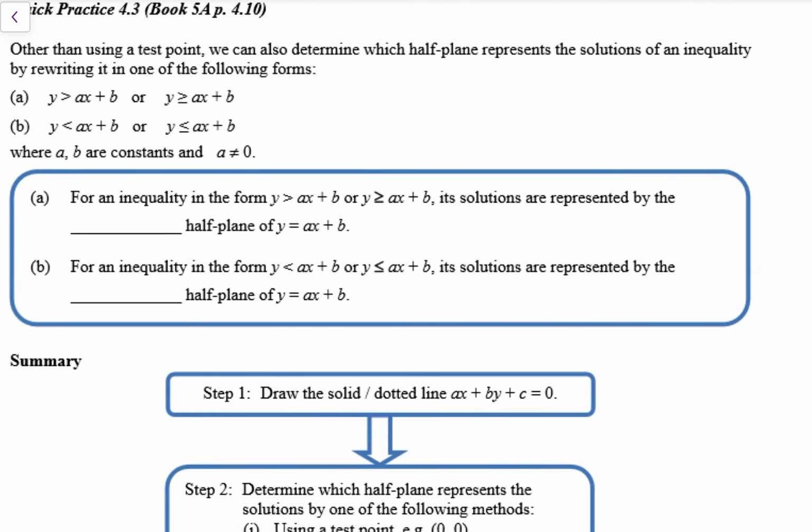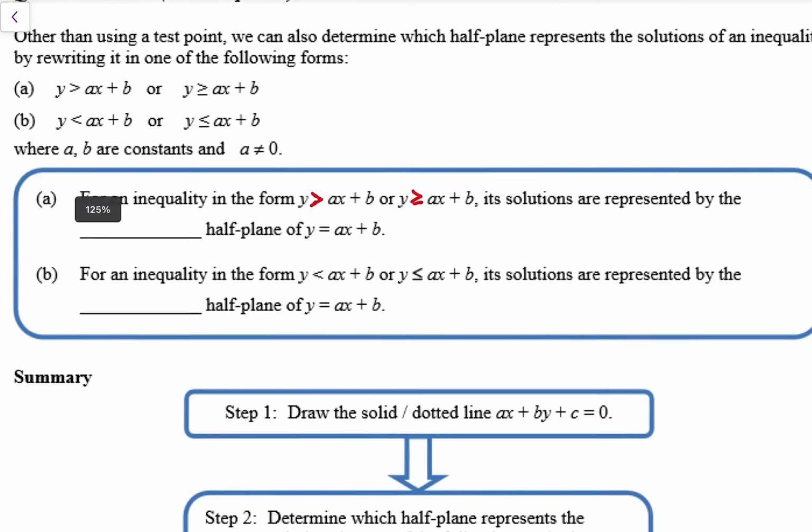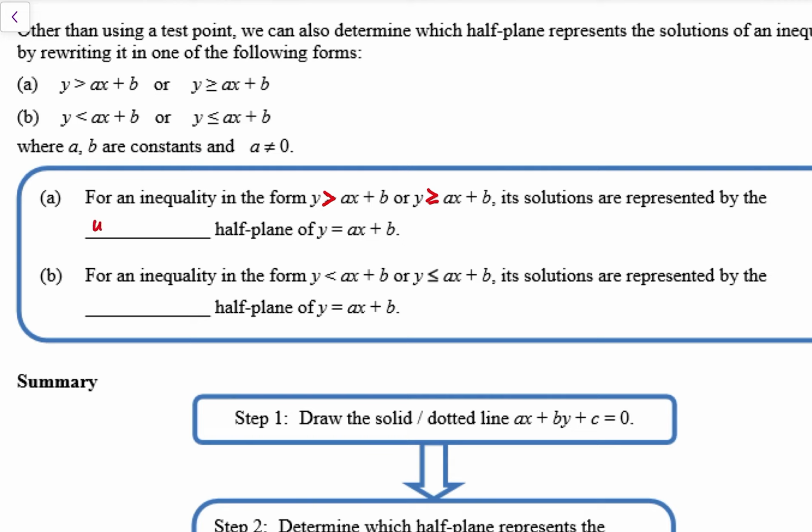We have been using a test point to determine which plane, the upper half plane or the lower half plane, would represent the solutions of an inequality. But then we can also rewrite the inequality. So in part A, if the inequality is in the form of y greater than ax plus b, or perhaps y greater than or equal to ax plus b, the solutions will be represented by the upper half plane.